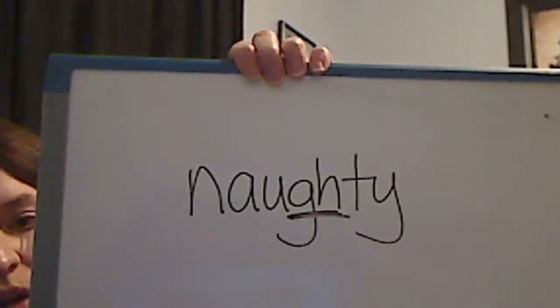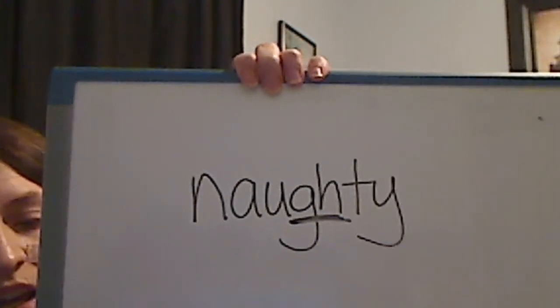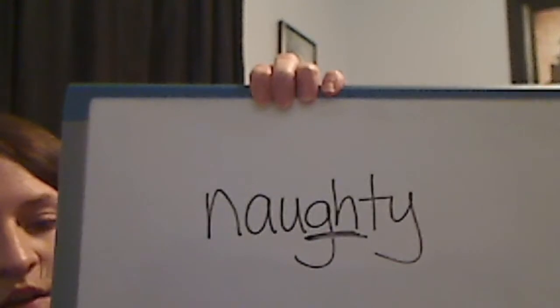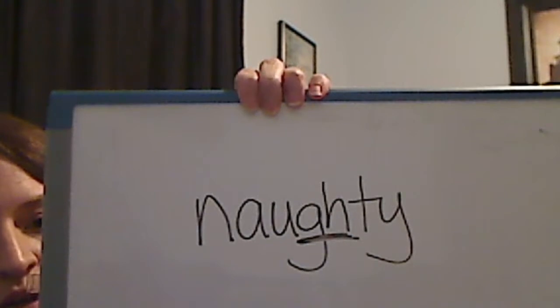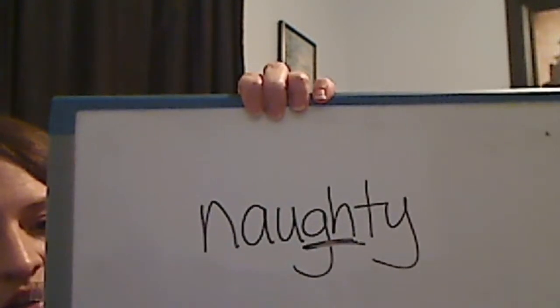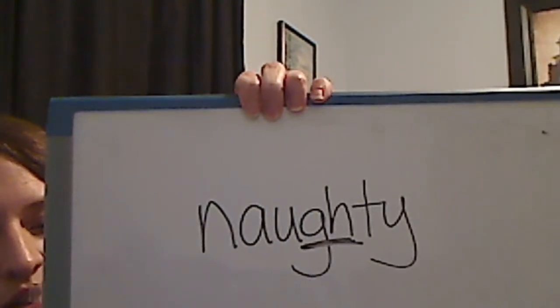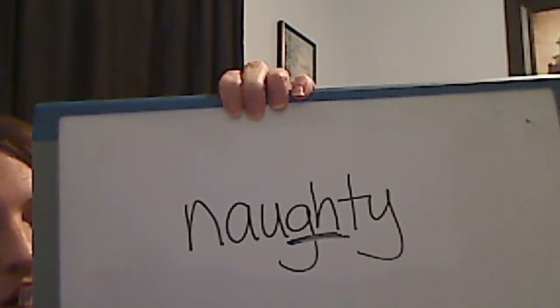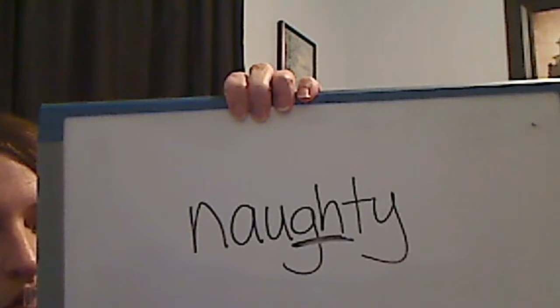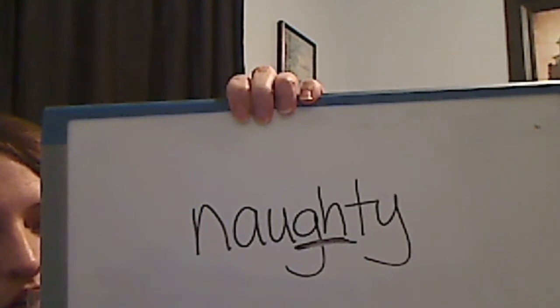Make sure that it's spelled N-A-U-G-H-T-Y. Now this is a spelling danger because the GH is silent. All you hear is naughty. So don't forget the GH in the word naughty. If you got it right, you can erase. If you did not, hurry and write it down on your index card.